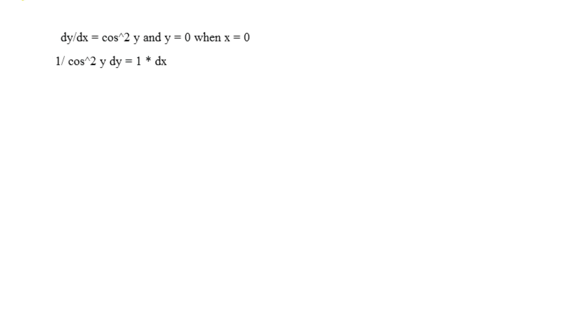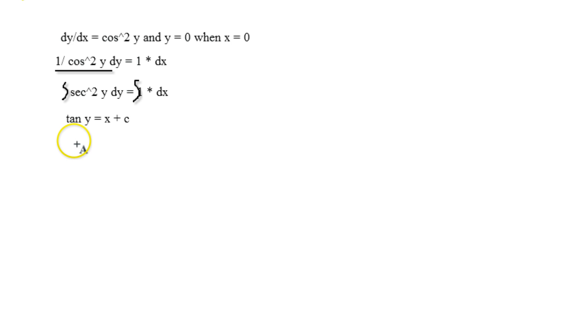So I'm going to integrate both sides. Now before I do that, you need to recognize that this is a nice little reciprocal identity. So this turns into secant squared y dy equals 1 times dx. So I'm going to integrate both sides. Let's draw our little integral sign. And this is going to be nice and neat because this is going to be the tangent of y equals x plus c.